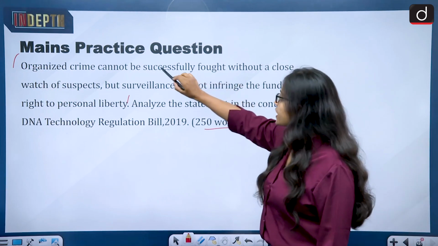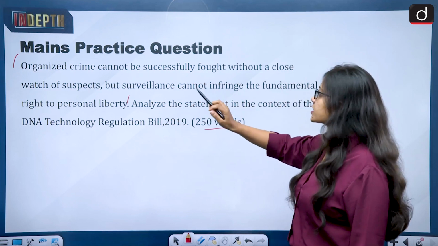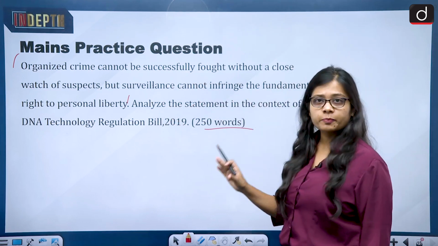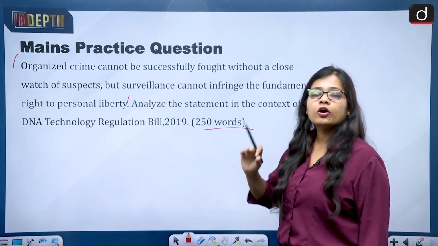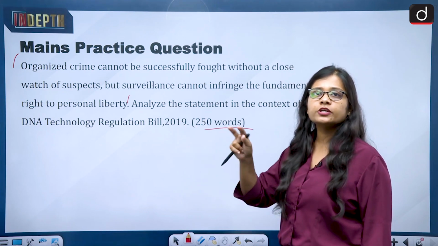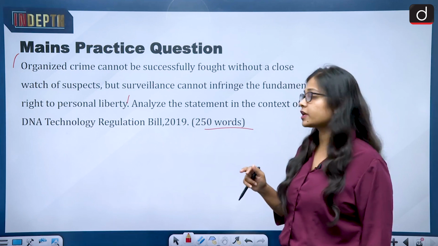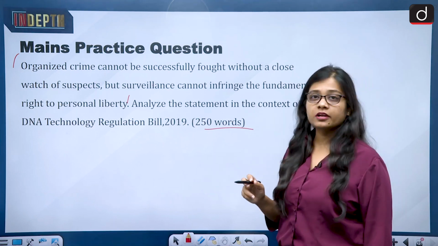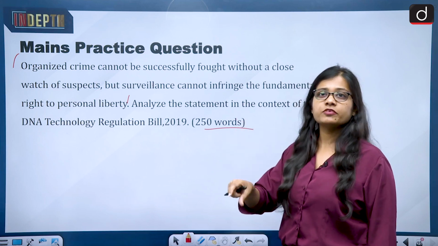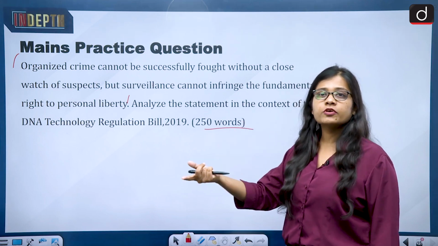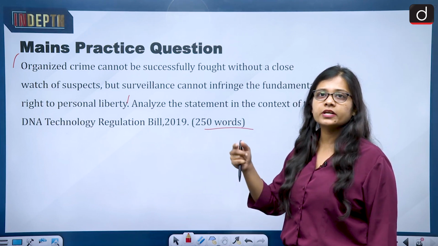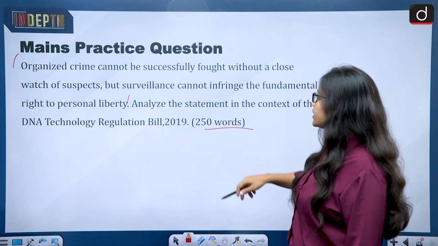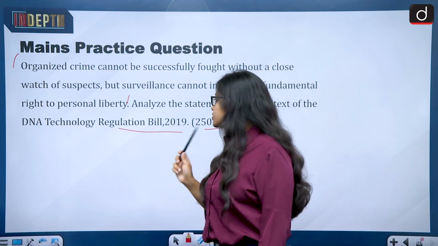So you have to understand this statement, that organized crime cannot be successfully fought without a close watch of suspects. This is saying that to stop organized crime, we need to do something. But surveillance cannot infringe the fundamental right to personal liberty. In the name of surveillance, you cannot infringe anyone's fundamental right to liberty. So you have to talk about this statement in light of the DNA Technology Regulation Bill.